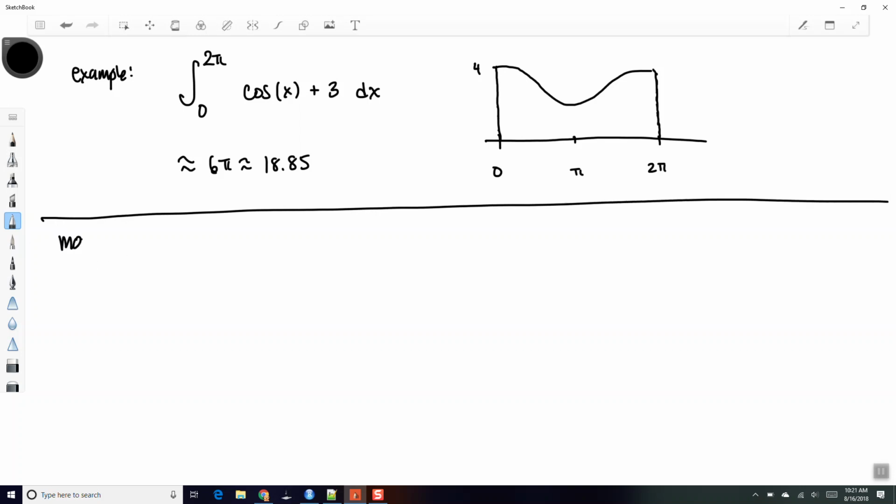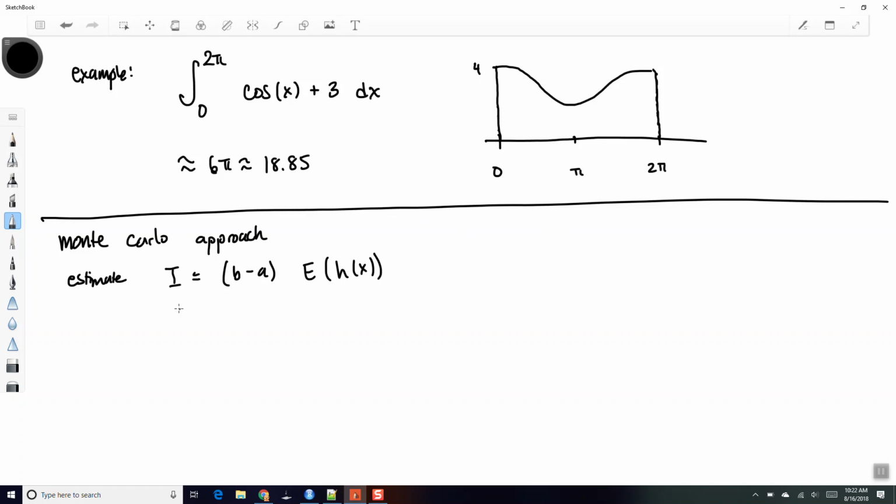Okay, let's do the Monte Carlo approach. So what we have is we want to estimate I, and I is equal to b minus a times the expected value of h of x, right? This is what we have, okay?